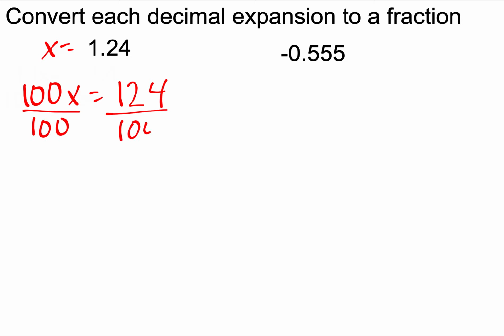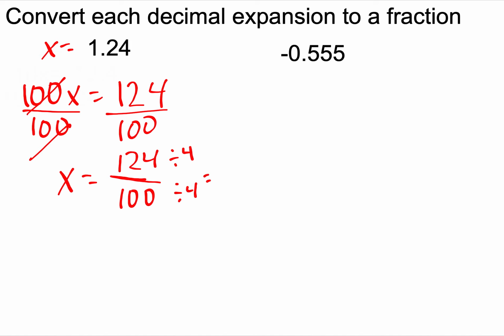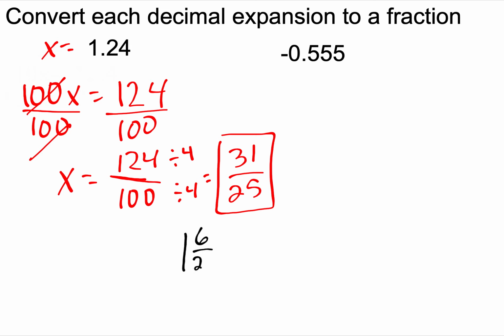The way this is going to work to convert it into fraction form is that we are solving, but we're going to solve using fractions instead of decimals. So we get the answer of 124 hundredths, which we would reduce as much as we can. And we do get 31/25, which, if you're interested in the mixed number, is 1 6/25.